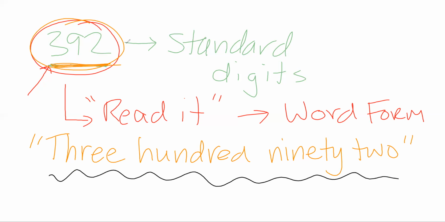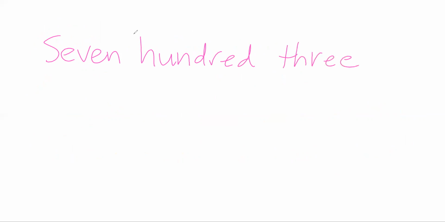Let's play with those a little more and go back and forth. I'm going to start with the word form of a three-digit number. I'm going to say seven hundred three. As you can see, I've written this in word form. We're going to convert that into our standard form.